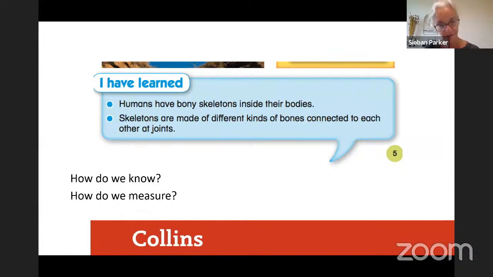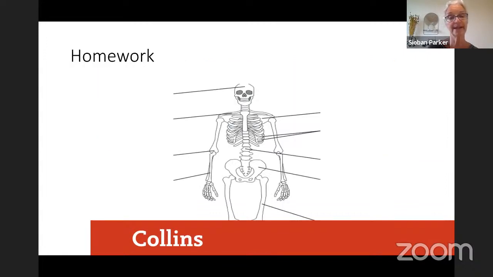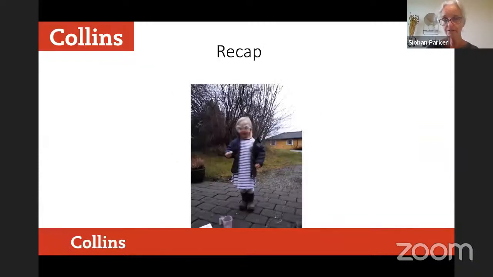Okay, is that through our questioning? Is it through evidence of learning? For example, here on the next slide, you could, for their homework, be getting them to label this human skeleton, and this is taken from the workbook. So that was a very quick walkthrough of the lesson.